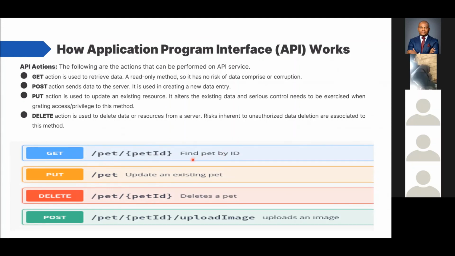As you can see, we have a get. This is an instance of trying to find a pet by its ID on a third-party application. Let's say this pet ID information is vital to performing a malicious activity on that third-party application. Then it is important that we identify and authorize who is going to have access to this get action. Then we have a put action, which is to update existing data.